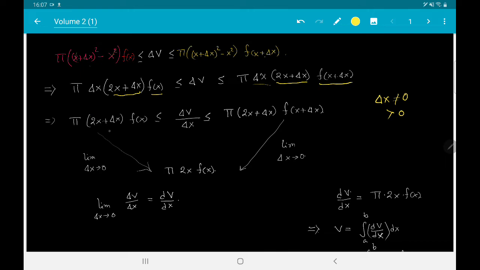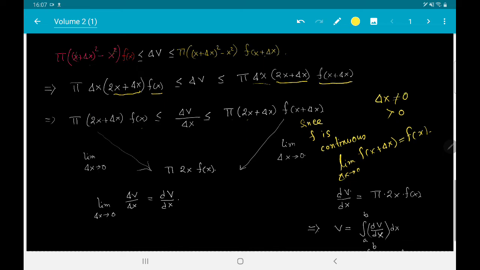On the left hand side, it is quite easy. So delta x goes to 0, so then we are left with pi times 2x times f(x). On the right hand side, we are left with pi times 2x, and here since f is continuous, we see that f of x plus delta x goes to f(x). Since f is continuous, limit as delta x tends to 0, f of x plus delta x is equal to f(x). This is the definition of continuity.